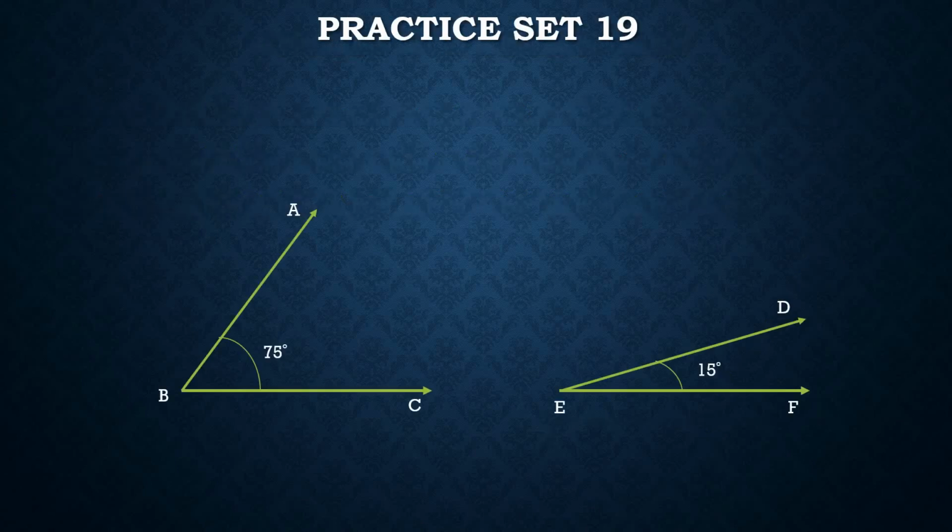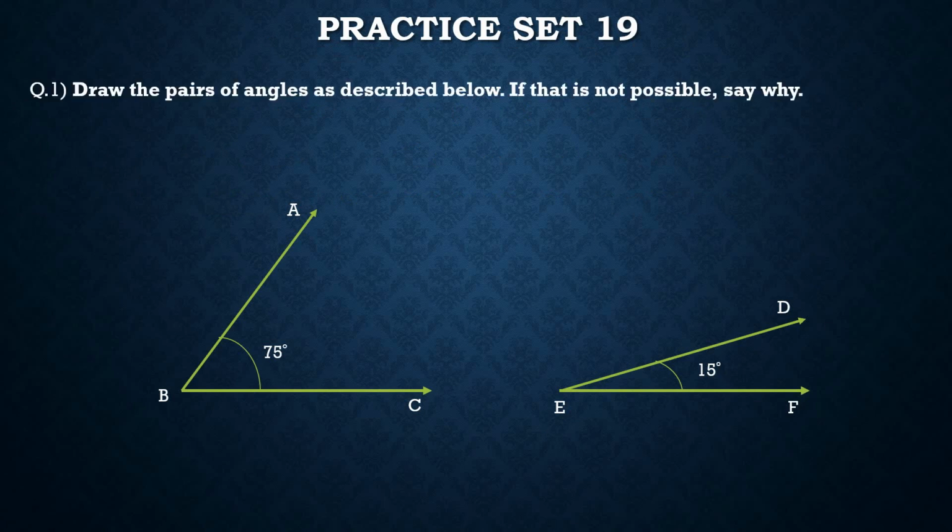Practice set 19. First question. Draw the pairs of angles as described below. If that is not possible, say why. So first question is complementary angles that are not adjacent. We can see two angles over here. Angle ABC, measure angle ABC is 75 degrees, and angle DEF, measure angle DEF is 15 degrees.